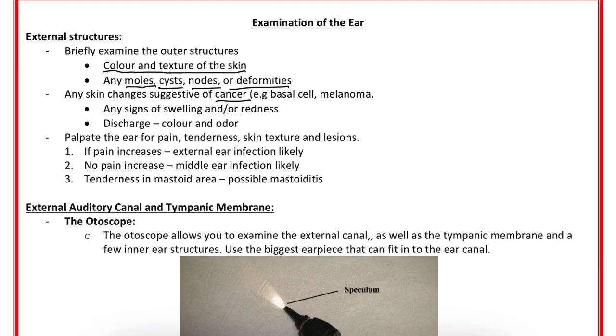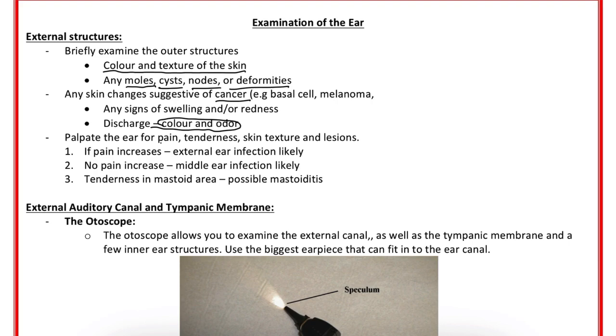If any patient has signs of swelling, redness, or discharge, we can easily appreciate it on inspection. While doing palpation, if the patient has any pain or tenderness, or the skin structure has changed, or there are any lesions, we have to check for infection. If pain increases in an external ear infection, we call it otitis externa. If the patient has no pain and has a middle ear infection, we suspect otitis media, because otitis media means middle ear infection.